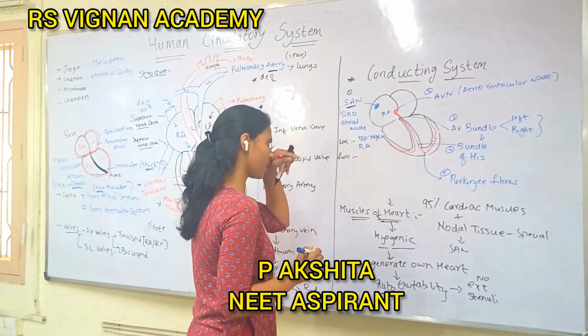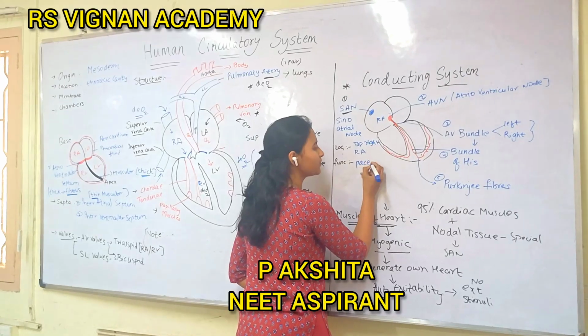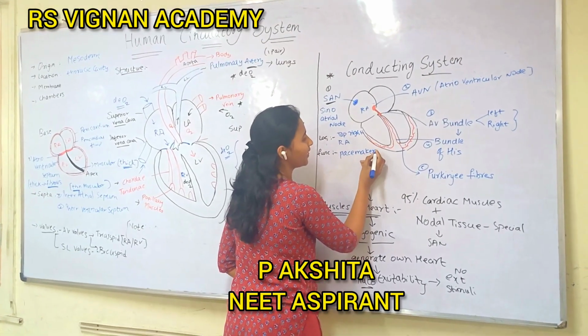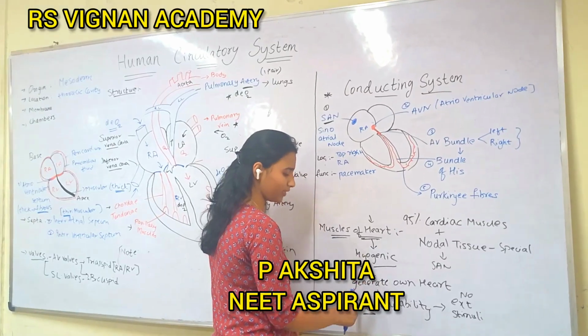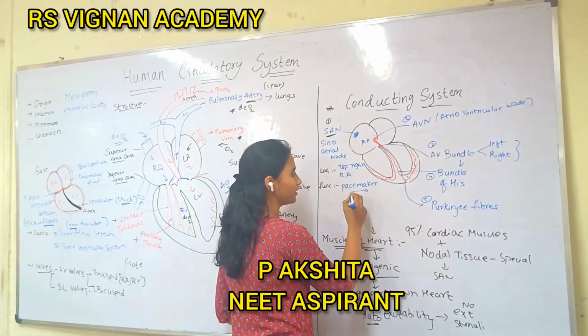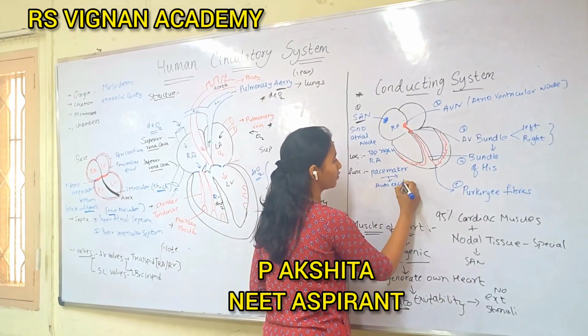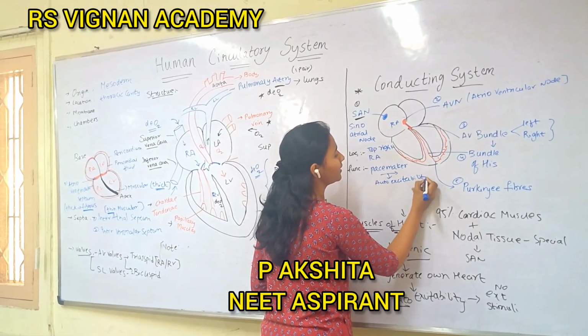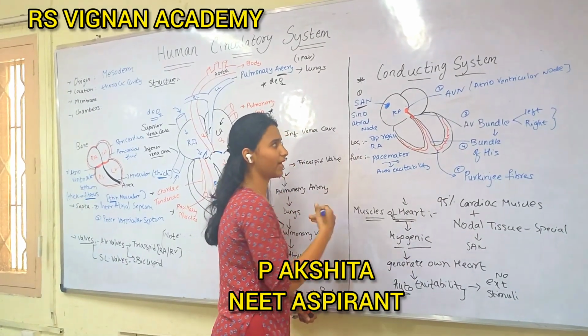Now what is the function of the sinoatrial node? It is also called the pacemaker, the pacemaker of the heart. That means, as I've said earlier, it has a property called auto-excitability. That is what a pacemaker is. It shows the property of auto-excitability. It will generate its own action potential and its own heartbeat.